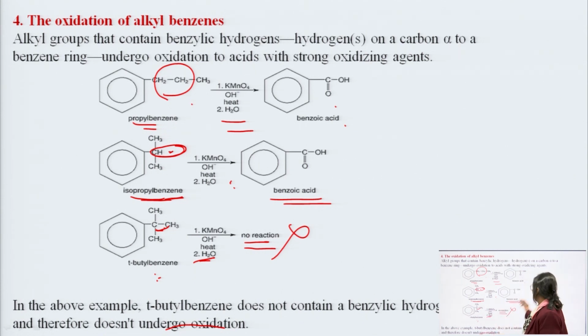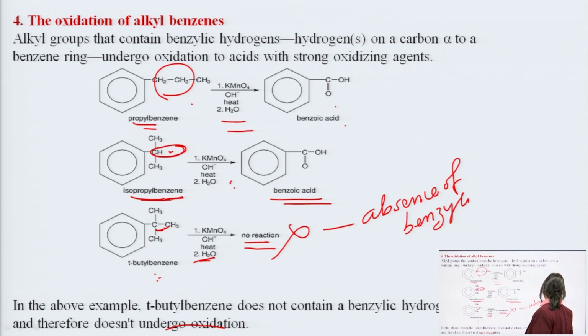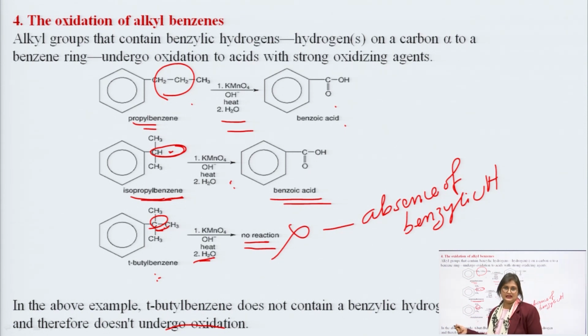So, absence of benzylic hydrogen. Here, as you can see, there is no hydrogen atom attached on this carbon. So, the absence of this benzylic hydrogen leads to non-reactivity of tertiary butyl benzene.